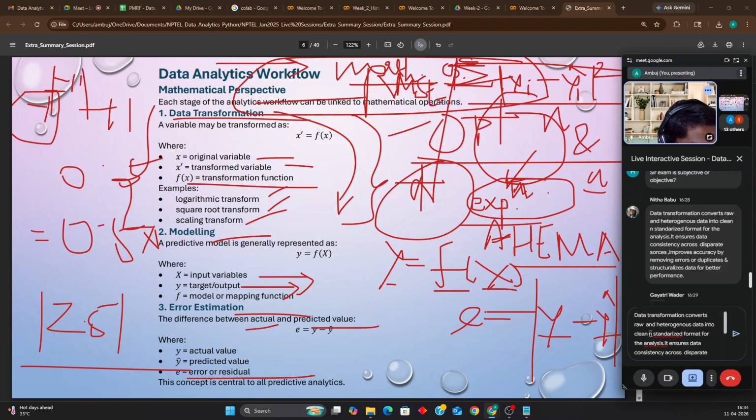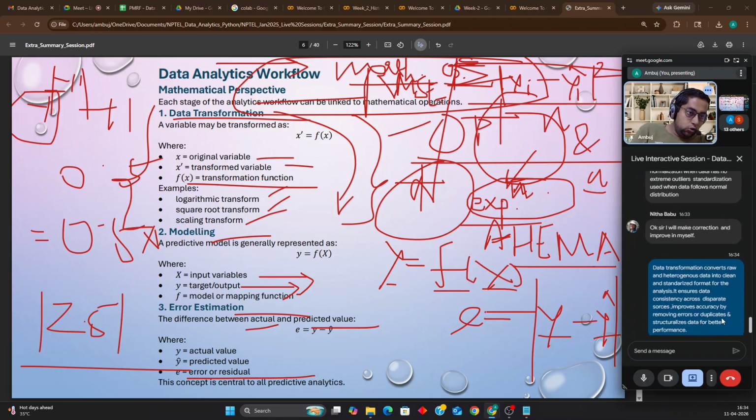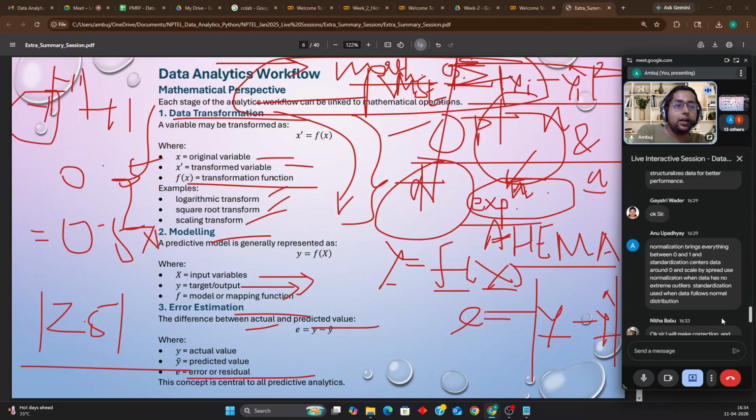Just in place of this N, I'll write A and D. Okay. That was the mistake which I found. This is a good answer. You can keep it. Okay. Your answer is correct. Your concepts are correct, Anu.